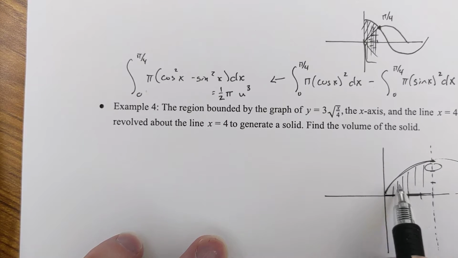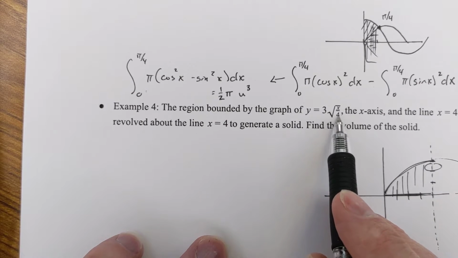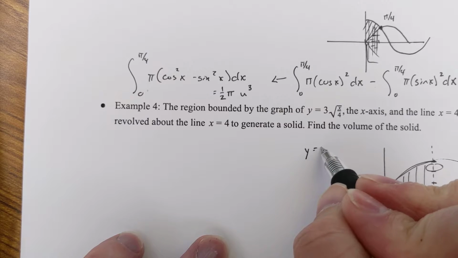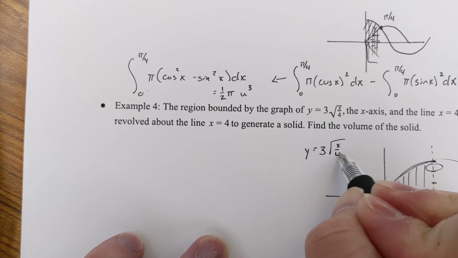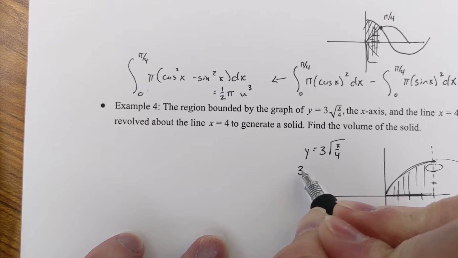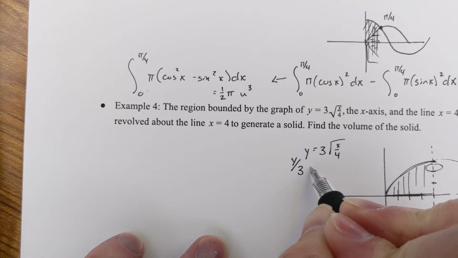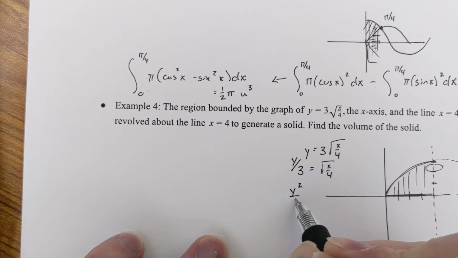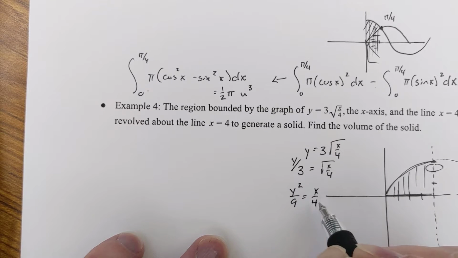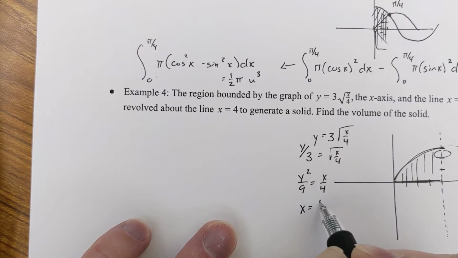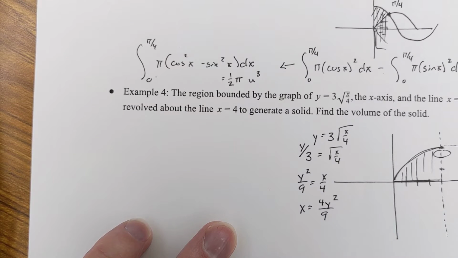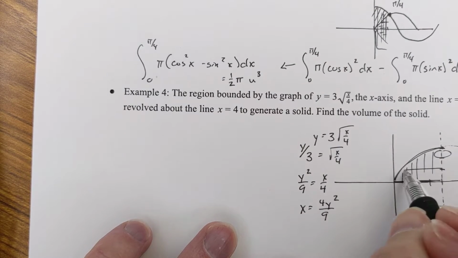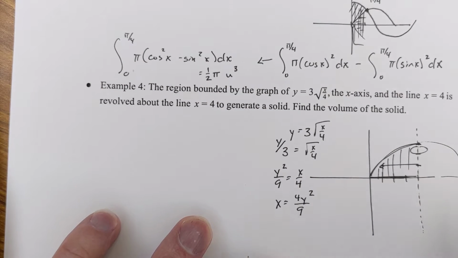Since our radii are in the x direction, I need to rearrange this so that x is by itself. So y equals 3 square root x over 4. Divide both sides by 3, so y over 3 equals the square root of x over 4. Square both sides, y squared over 9 equals x over 4. So x equals 4 y squared over 9, which is what's going to give us the radius.